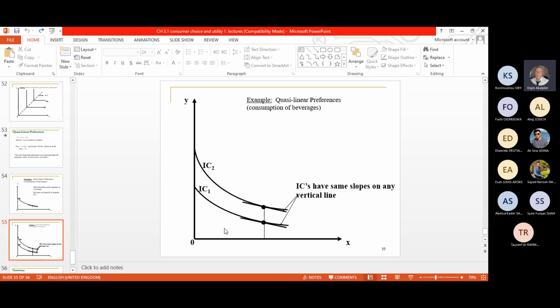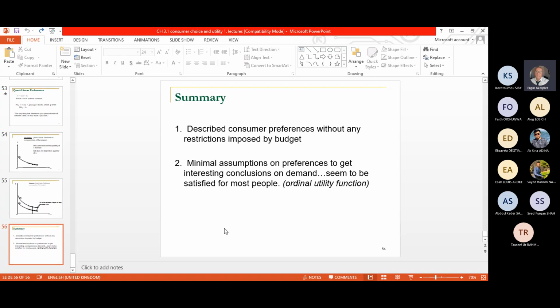And quasi-linear preference consumption of beverages is given for the second indifference curve. If the indifference curve has the same slope on any vertical line, then this gives you, of course, let's say, on indifference curve 1 utility, and indifference curve 2 the same utility. In summary, this rush and quick presentation describes consumer preferences without any restriction imposed by budget.